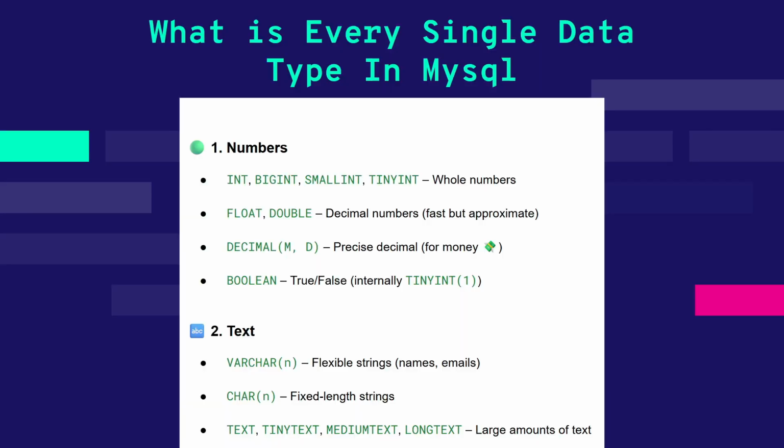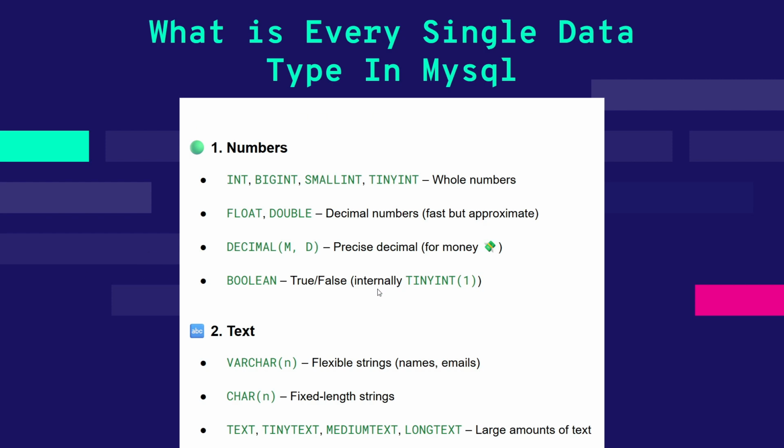These are every single data type in MySQL. Integers, big, small, tiny. These are for whole numbers. Floats and doubles are for decimal numbers. Decimal is for a precise decimal, like if you want it specifically to two decimal points, it'll round to those two decimal points. Boolean, which we've already covered before, true or false statements.